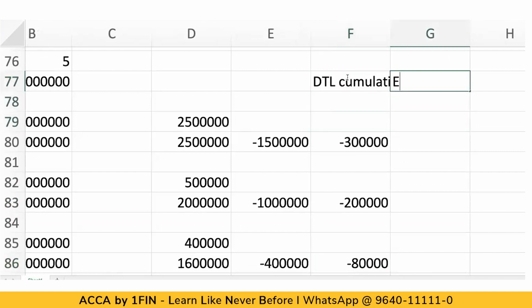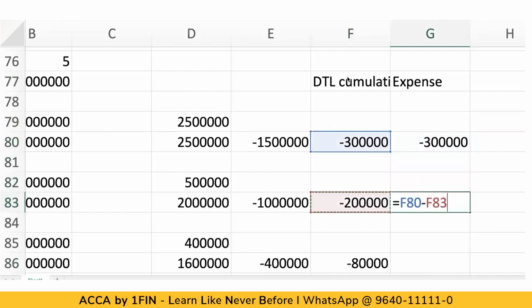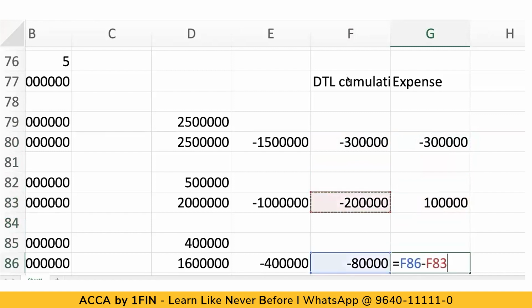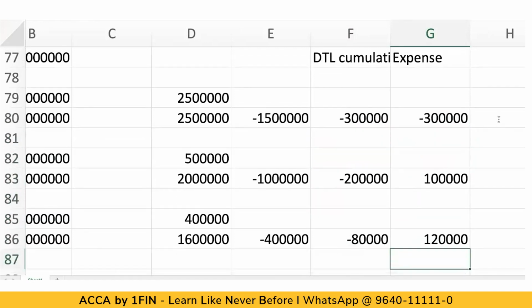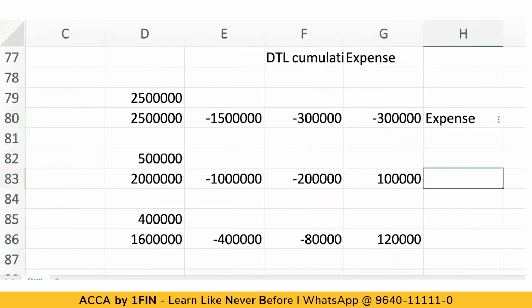So the first year expense is 300,000. Second year, 300 minus 200 if you do, sorry, 200 minus 300 if you do, you get 100,000. So the liability is being reversed. First year we created the liability. Now the liability is being reversed. So here it is an expense. When there is a reversal of liability, it is a benefit.